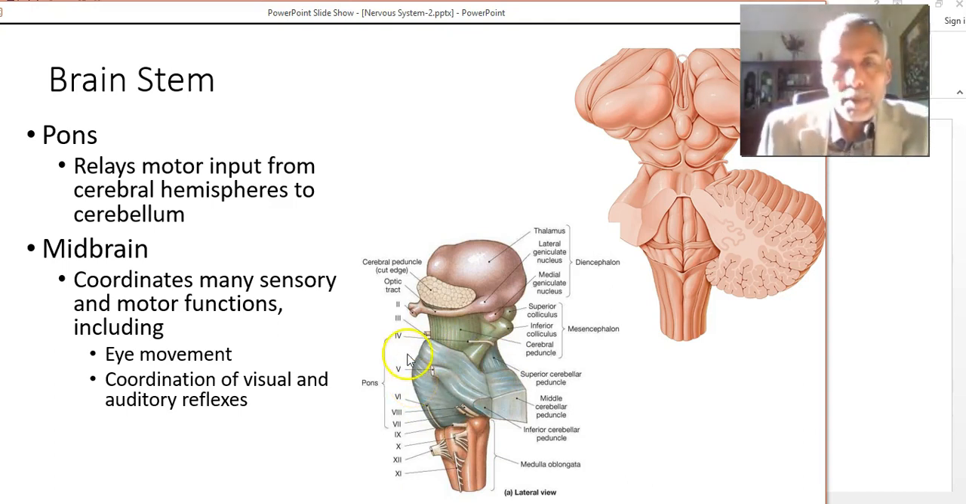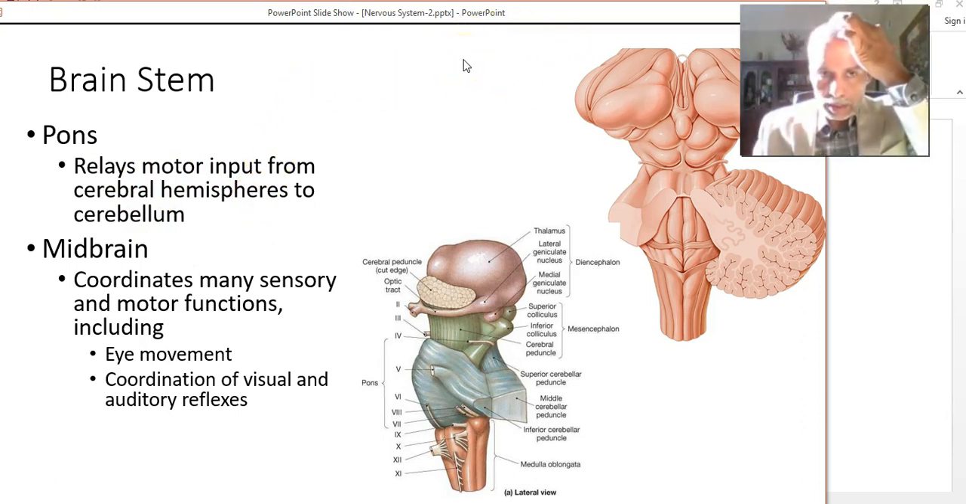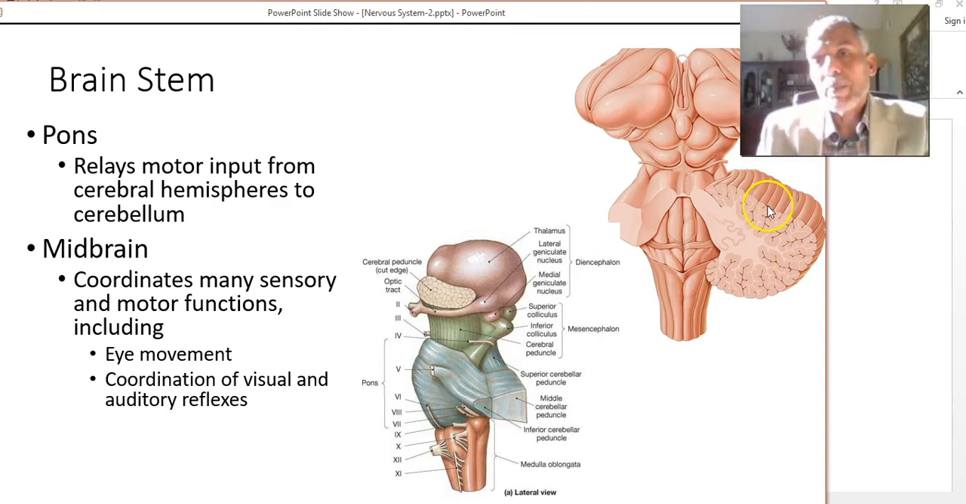The pons. So the pons, the functions of it, it relays motor input, brings it from the cerebral cortex down to the cerebellum. And it also brings information from the cerebellum into the rest of the brain.